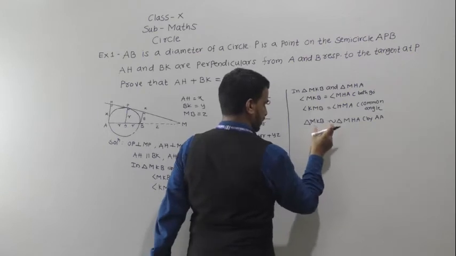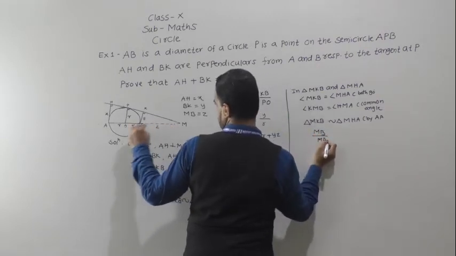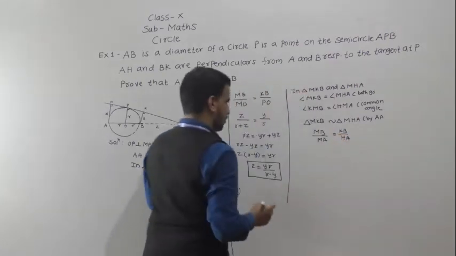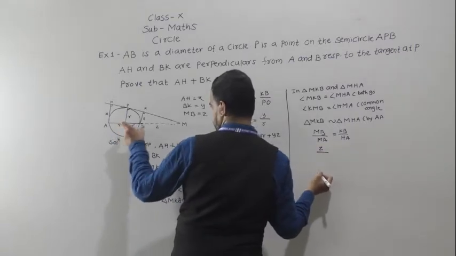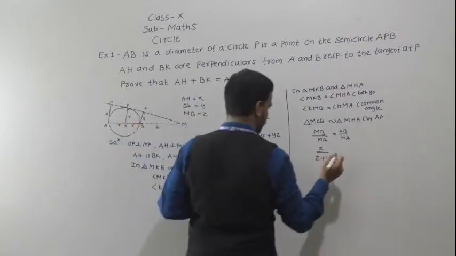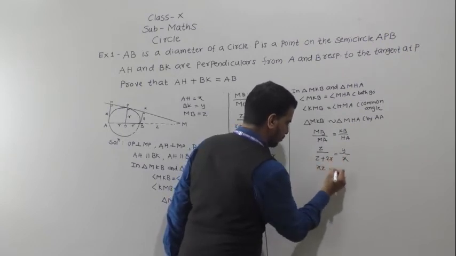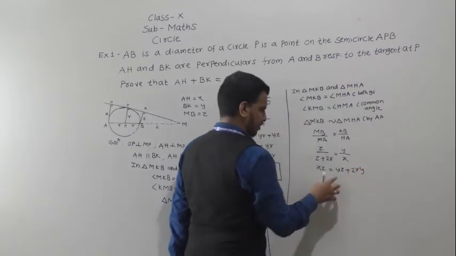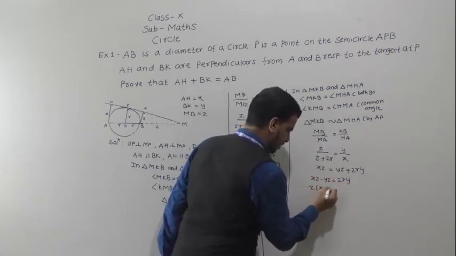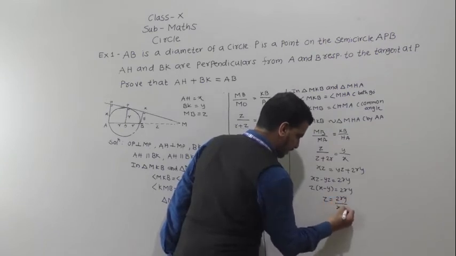So corresponding sides are proportional, so we take these sides: MB upon MA is equal to KB upon HA. MB value is Z, MA is Z plus 2R, KB is Y and HA is X. So if we find the value of Z using this, XZ is equal to YZ plus 2RY. If we shift this Y into Z here, XZ minus YZ is equal to 2RY. Taking Z common, (X minus Y) into Z is equal to 2RY, so Z is equal to 2RY divided by X minus Y.